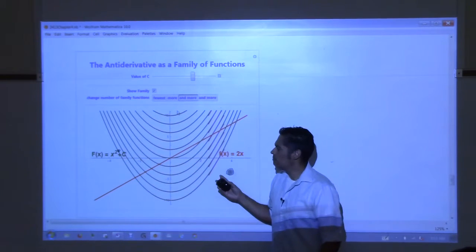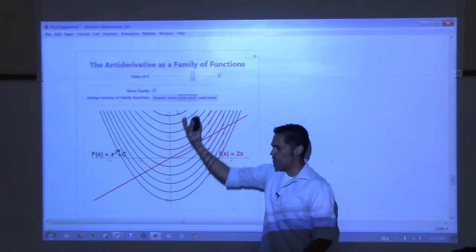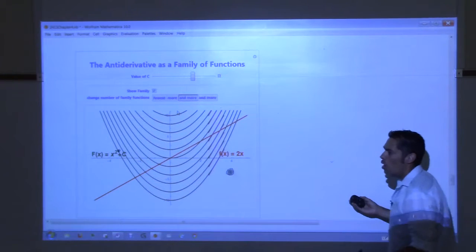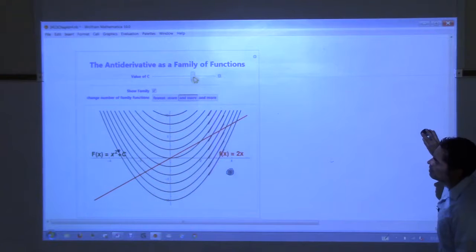Do y'all understand? These are all just x squareds moved up and down. So what makes them all antiderivatives? Well, the idea is this. Can you all see those tangent lines?